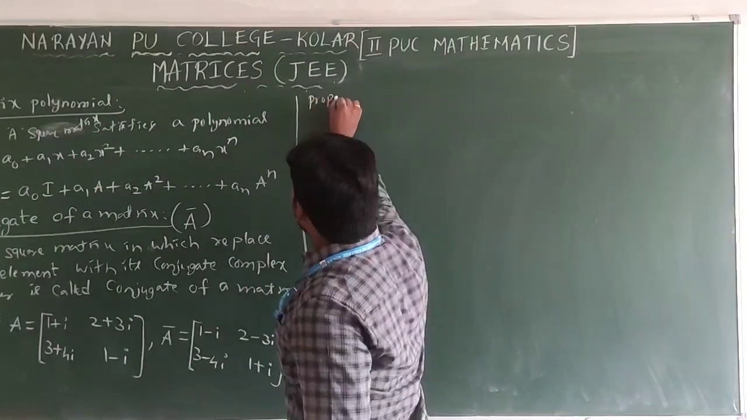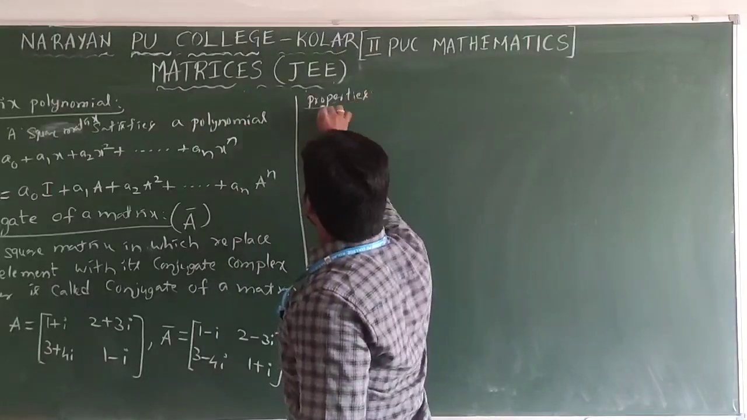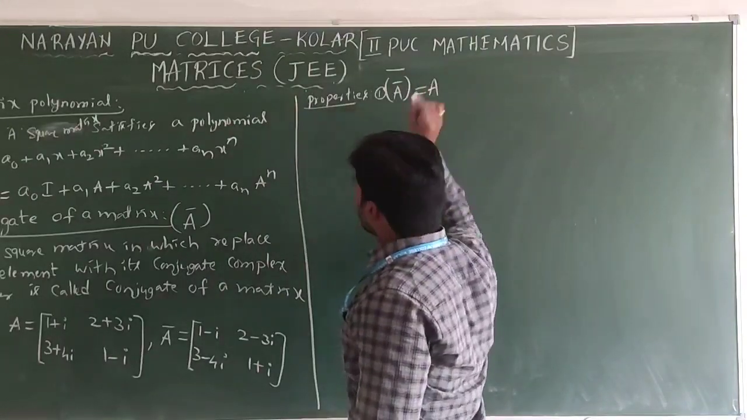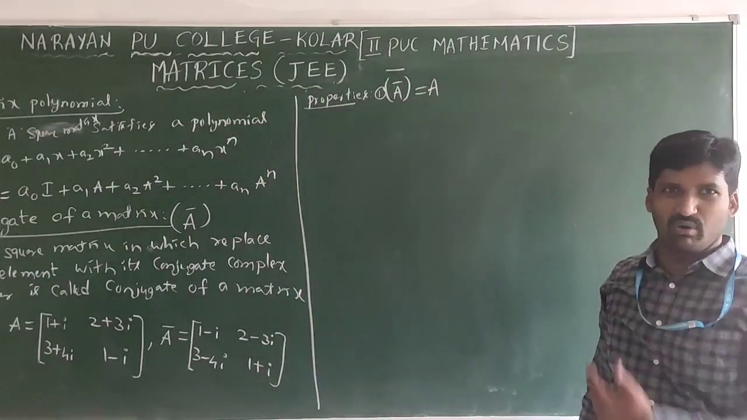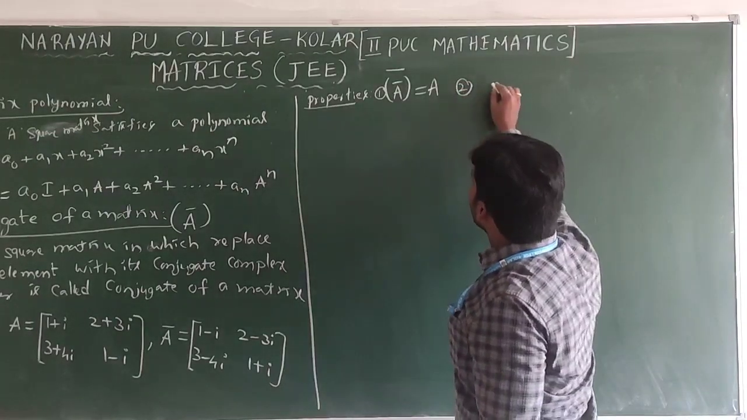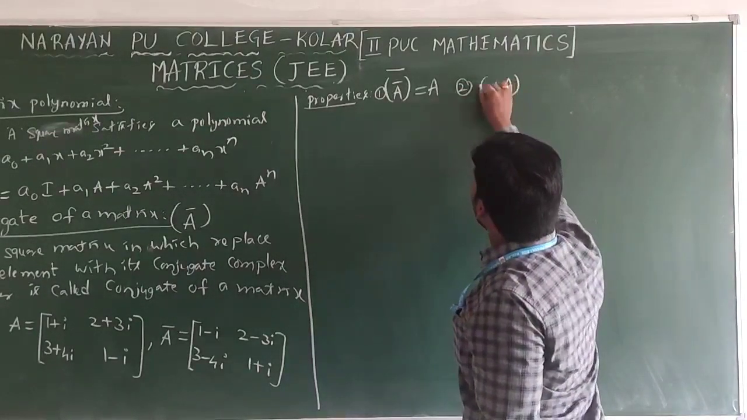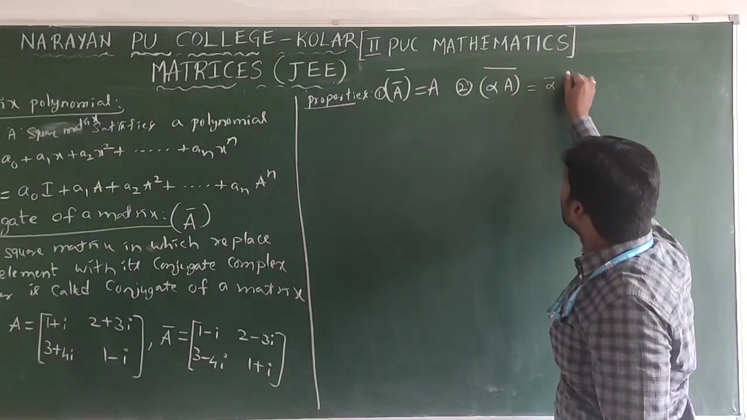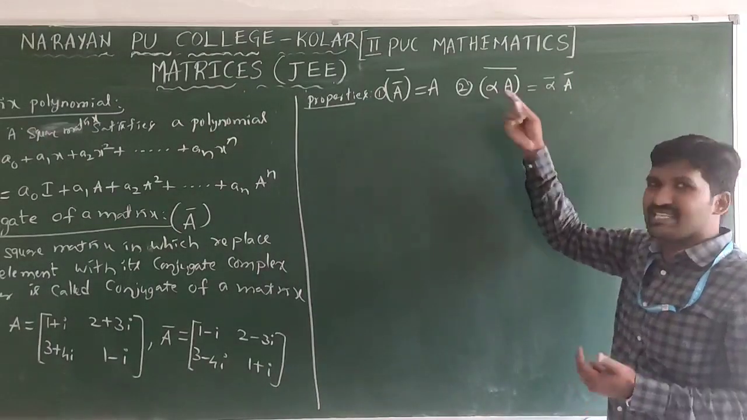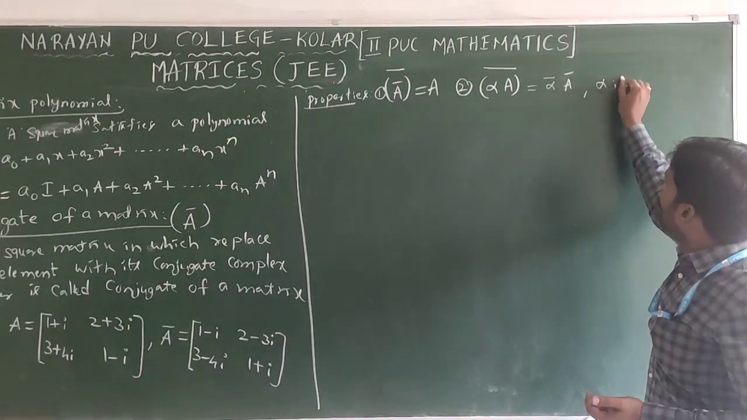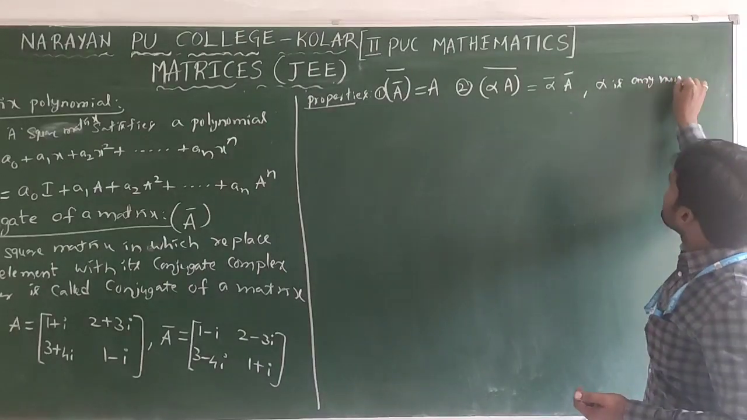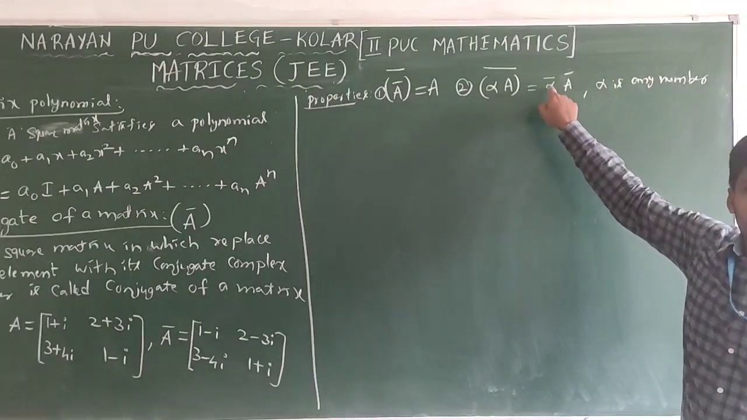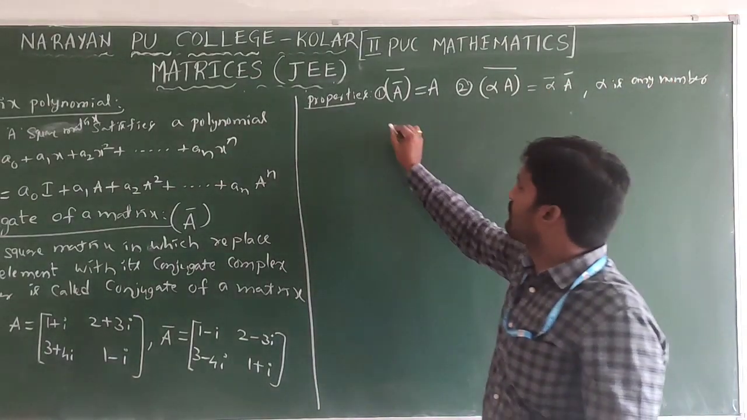And what are the properties related to this? First one, A bar whole bar equals A. Conjugate of conjugate gives the original one. Second one, alpha into A whole bar equals alpha bar into A bar. Alpha is a scalar, any number, and it can be a complex number also. When it is a complex number we need to apply the conjugate to that number also. That's why alpha bar into A bar.